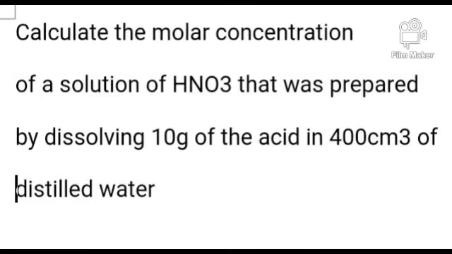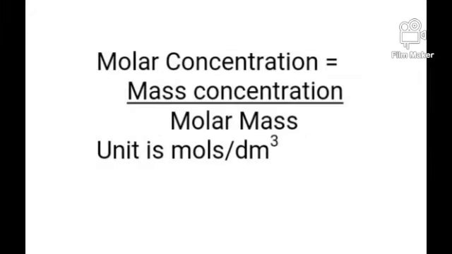Now, let's take a look at another example. Calculate the molar concentration of a solution of HNO3 that was prepared by dissolving 10 grams of the acid in 400 cm cubed of distilled water. Looking at this, we need to know the molar concentration now. Molar concentration is mass concentration divided by molar mass. The unit, of course, is moles per dm cubed.